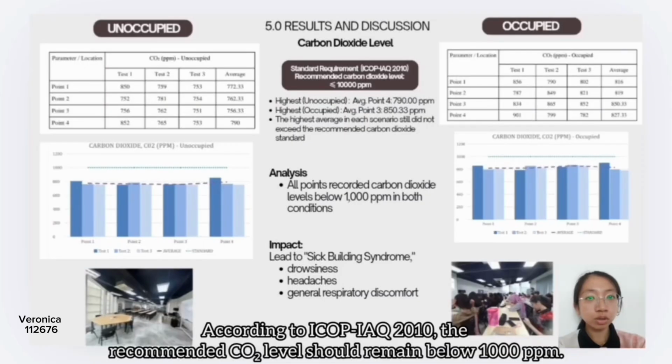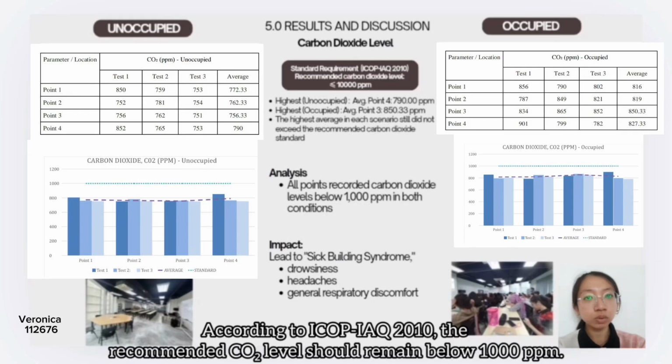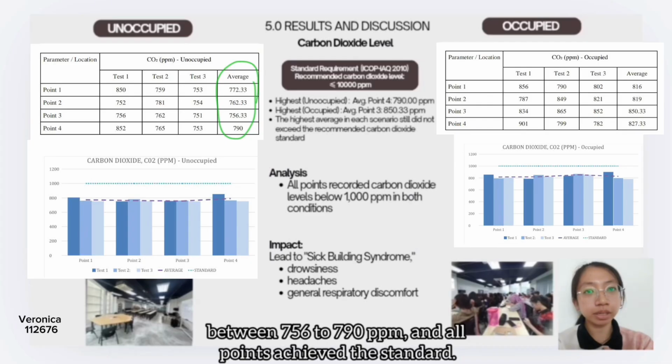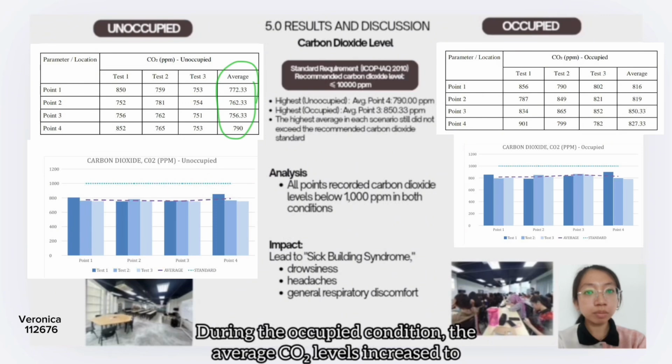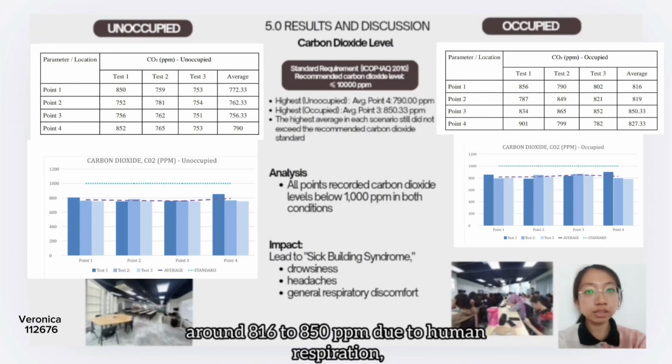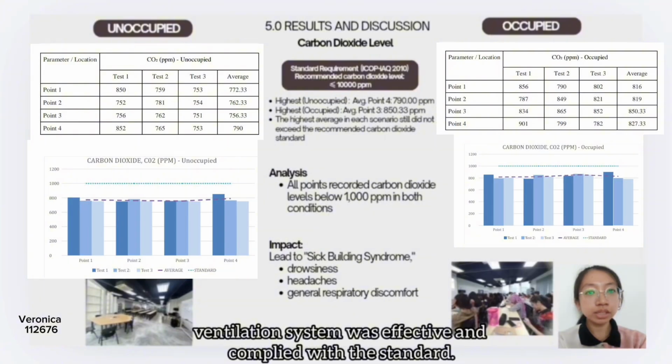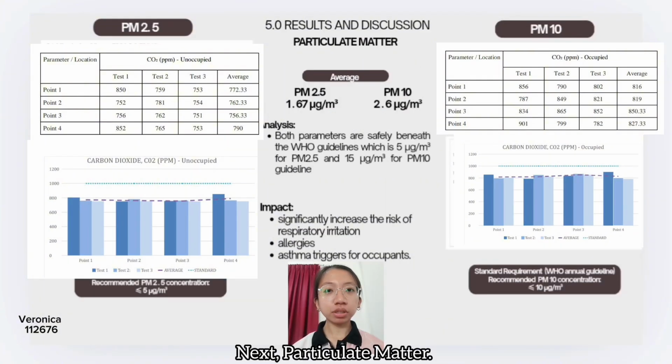The procedure for these measurements is also shown in the table. According to ICOP-IAQ 2010, the recommended carbon dioxide level should remain below 1,000 ppm. Under the unoccupied condition, points 1 to 4 recorded average values between 756 and 790 ppm, and all points achieved the standard. During the occupied condition, the average carbon dioxide levels increased to around 860 to 850 ppm due to human respiration. But all points still remained below the 1,000 ppm limit, showing that the ventilation system was effective and complied with the standard.